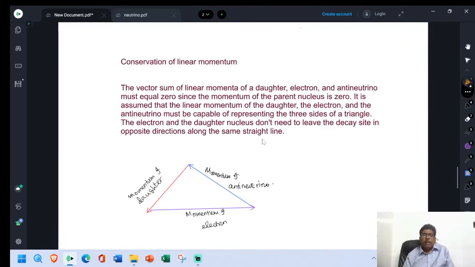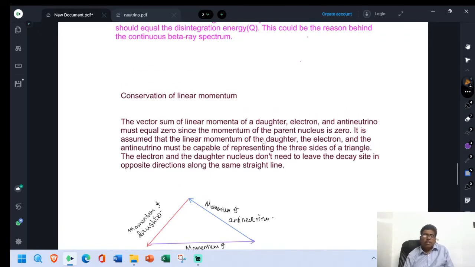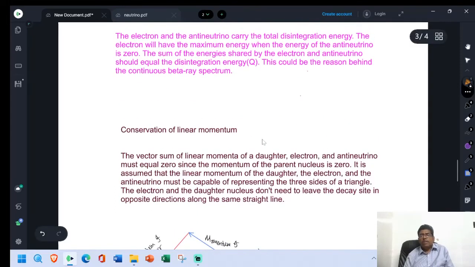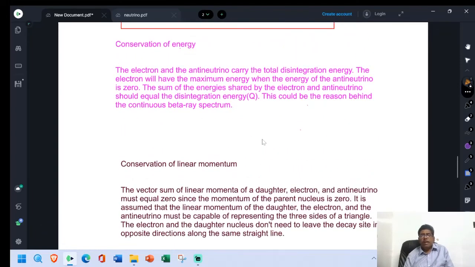In the beta particle emission, without the consideration of antineutrino, the momentum of the target is 0, so the momentum of the products, that is the daughter and the emitted electron, should also be 0. To maintain that, both of them are expected to have the same momentum value, but they would move in opposite directions. But observations indicate that they are not moving in opposite directions.